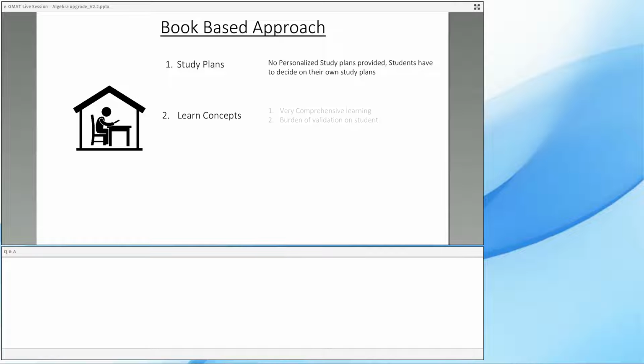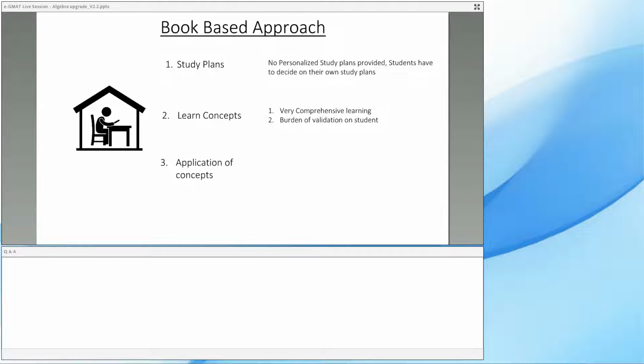Then when it comes to learning concepts, books provide a very comprehensive medium for learning concepts. The problem really is the burden of validation with regards to whether you've learned a concept properly or not is entirely on you.